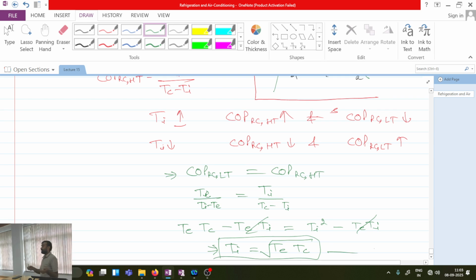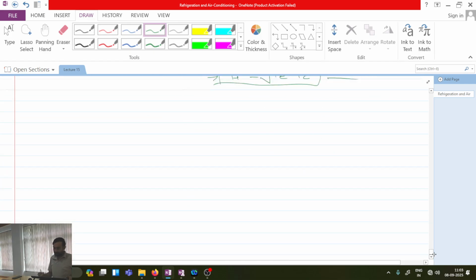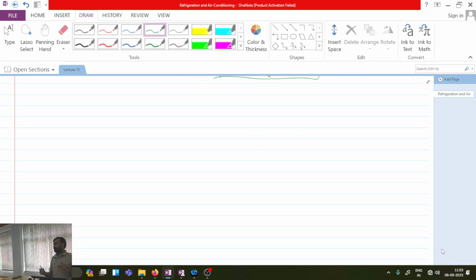So it means under the ideal condition, if we do not have any irreversibility, meaning the cascade condenser is operating with zero temperature difference, then my Ti has to be equal to the square root of Te into Tc, the geometric mean of the evaporator and the condenser temperatures. Okay, but this will not be the situation. What will the situation be? In actual conditions, there will be some difference of plus delta T by 2 and minus delta T by 2.